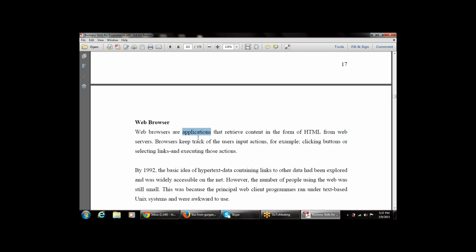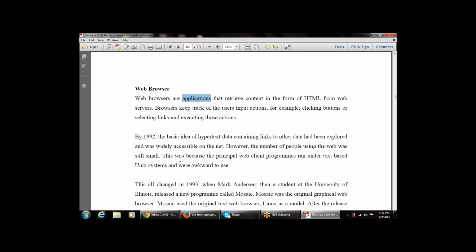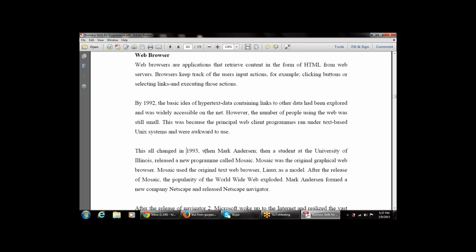That is a web browser. That means browsing the web, browsing the information, searching for information on the internet. This all changed in 1993 when Marc Andreessen, a student of the University of Illinois, released a new program known as Mosaic, the original graphical web browser.